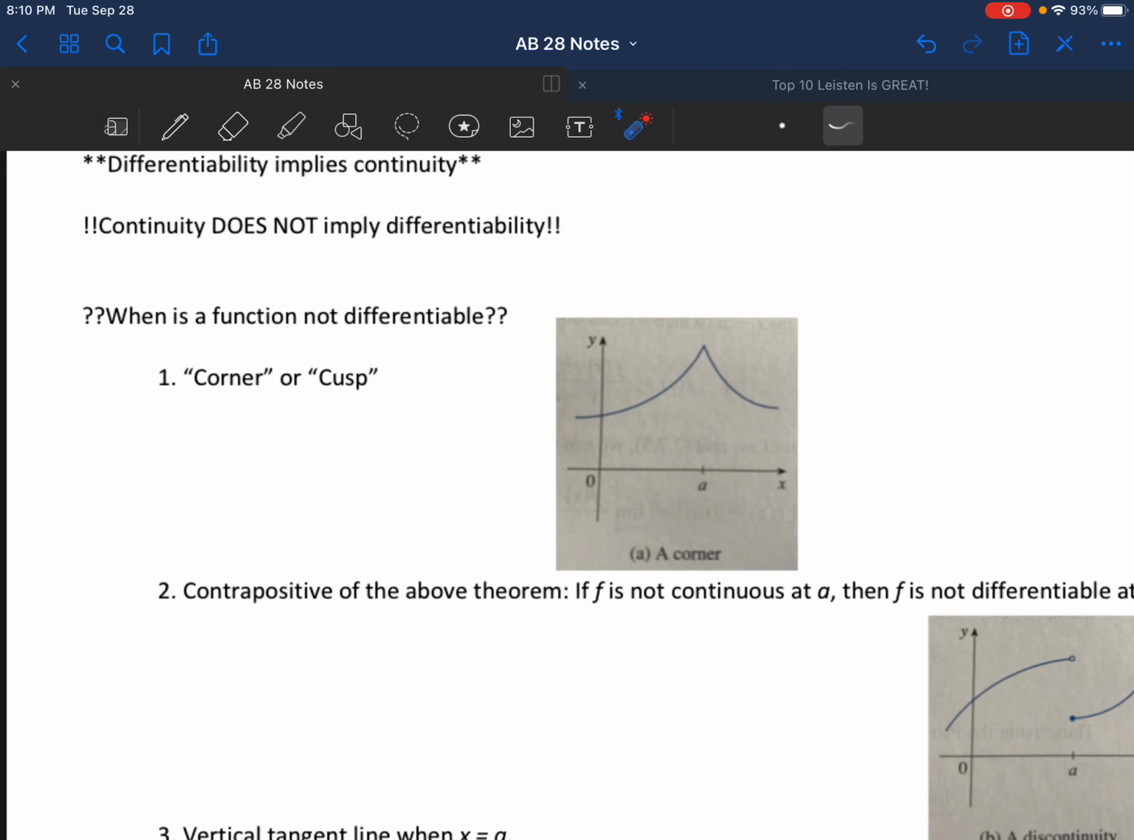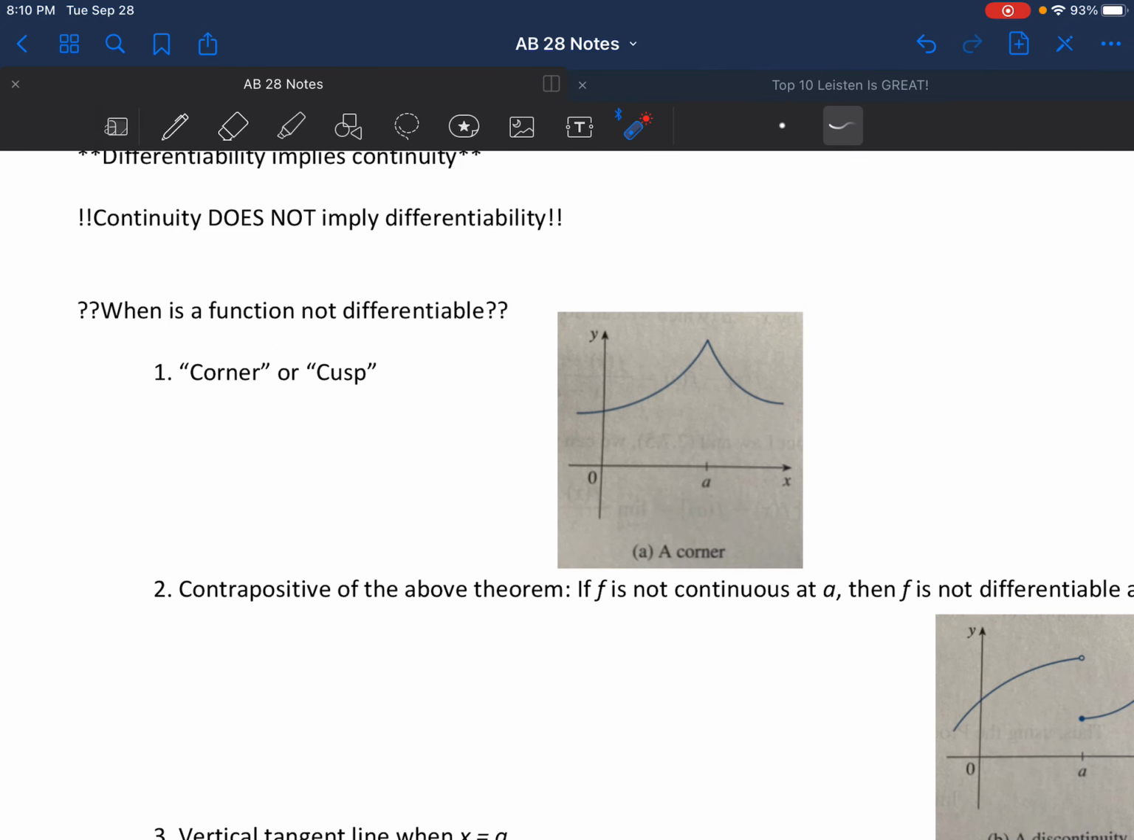So when do we not have a derivative, or when are we not differentiable? First off, when we have a corner or a cusp. That's that point where we're changing slope immediately. Notice we have a positive slope, and then we immediately switch to a negative slope. So at that point, f prime of x does not exist at a corner or a cusp.